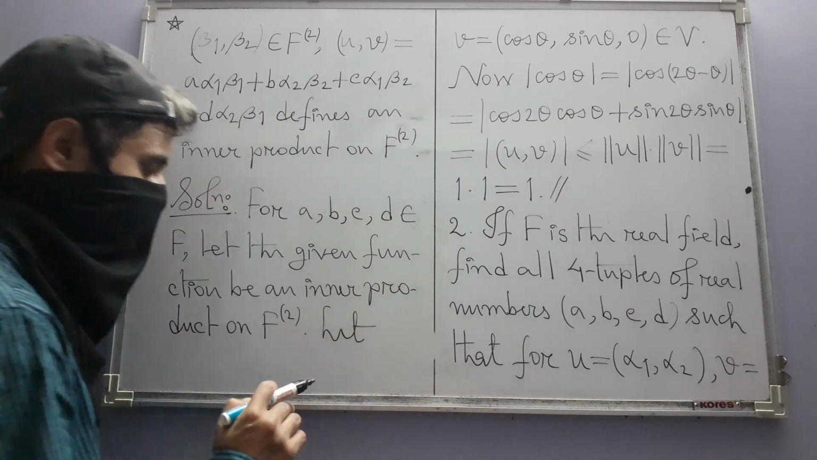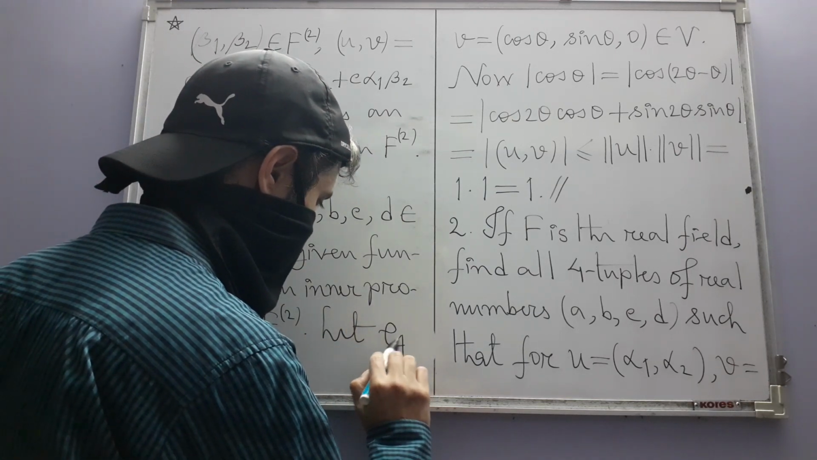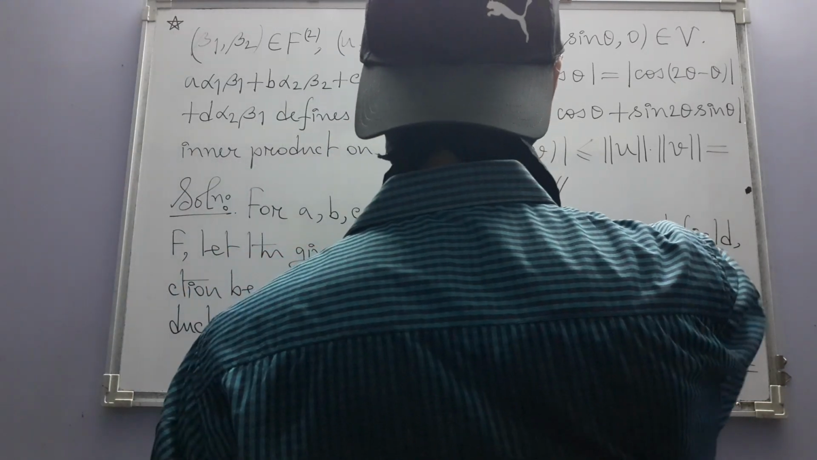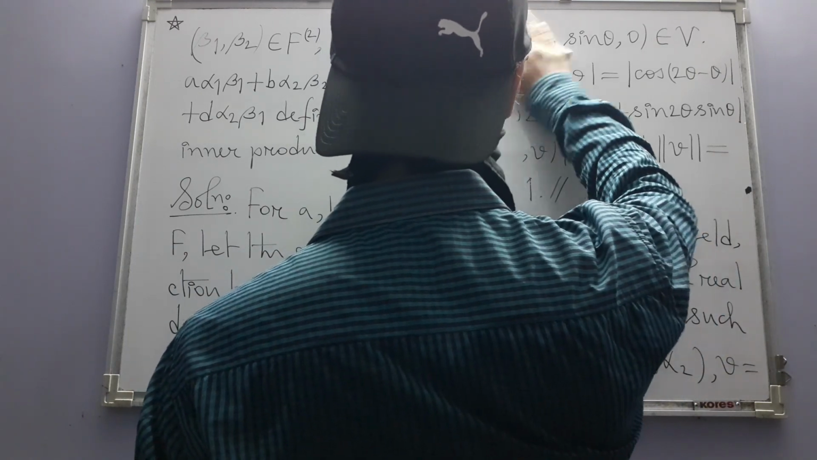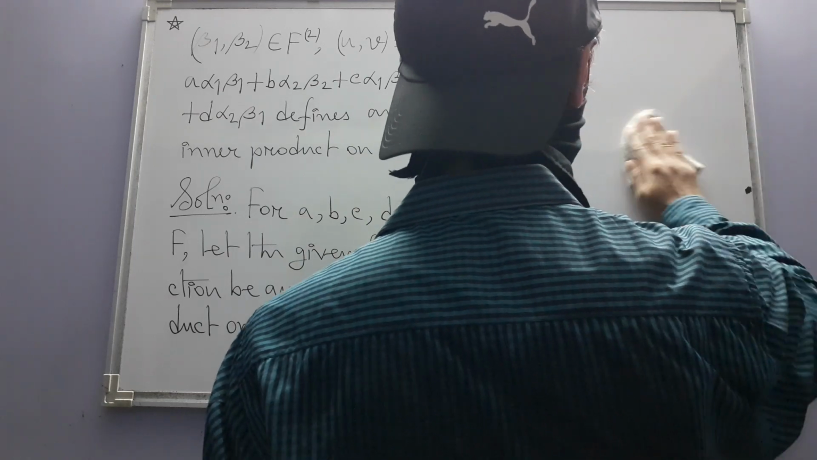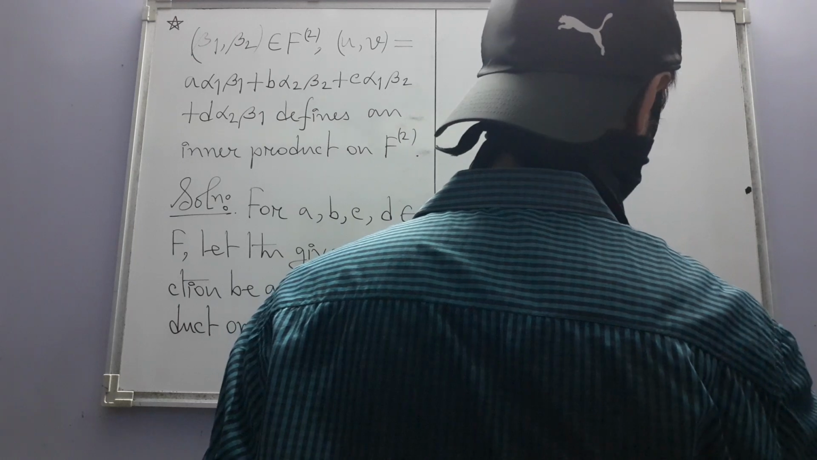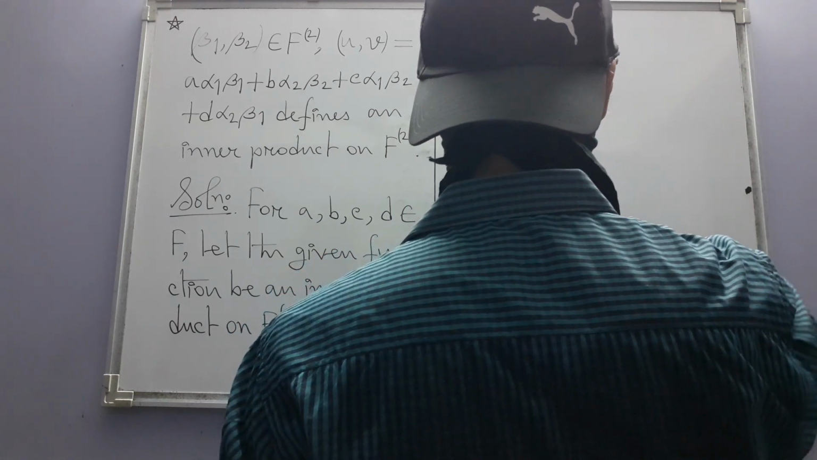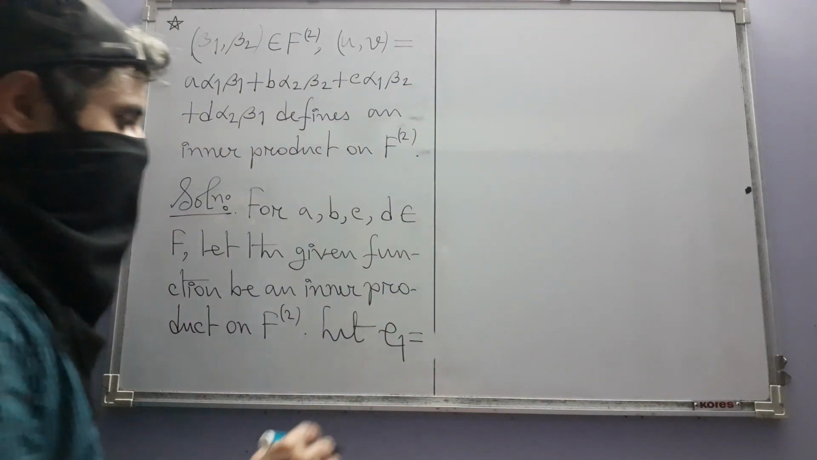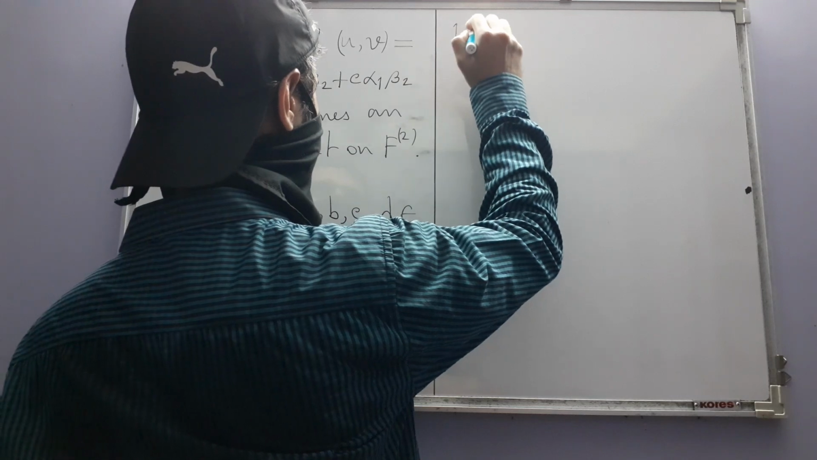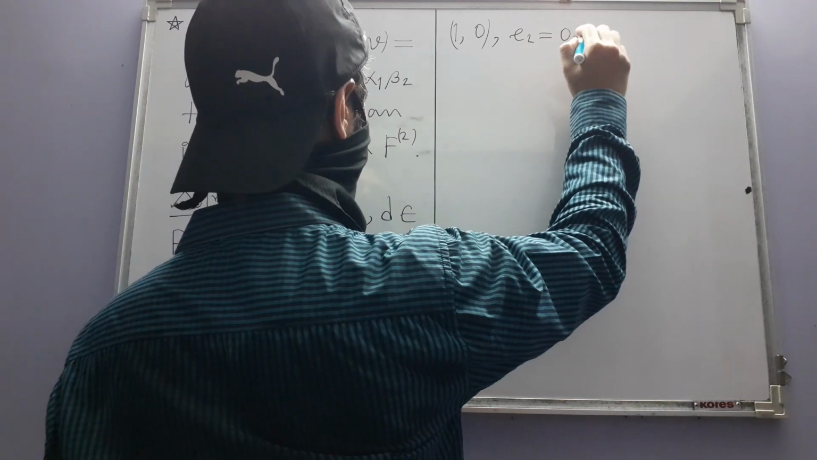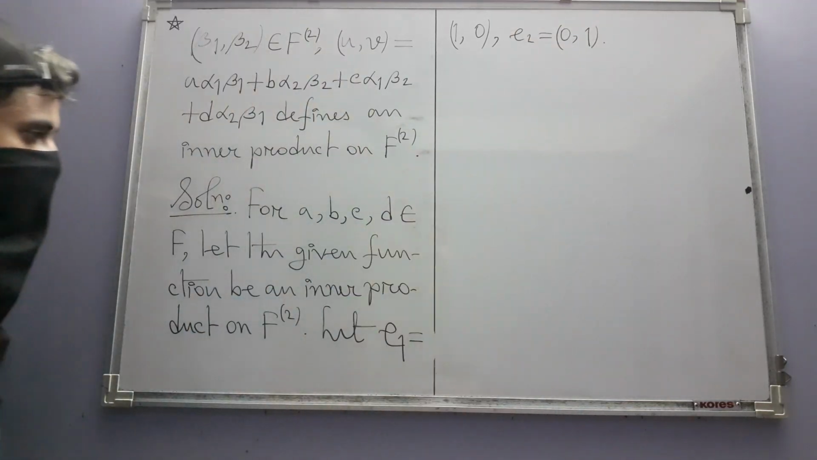Now we are going to give some names to some vectors. Let E1, that is, we are going to name the standard basis vectors in F2. One of them will be E1 and the other will be E2. Let E1 be (1, 0) and E2 be (0, 1).